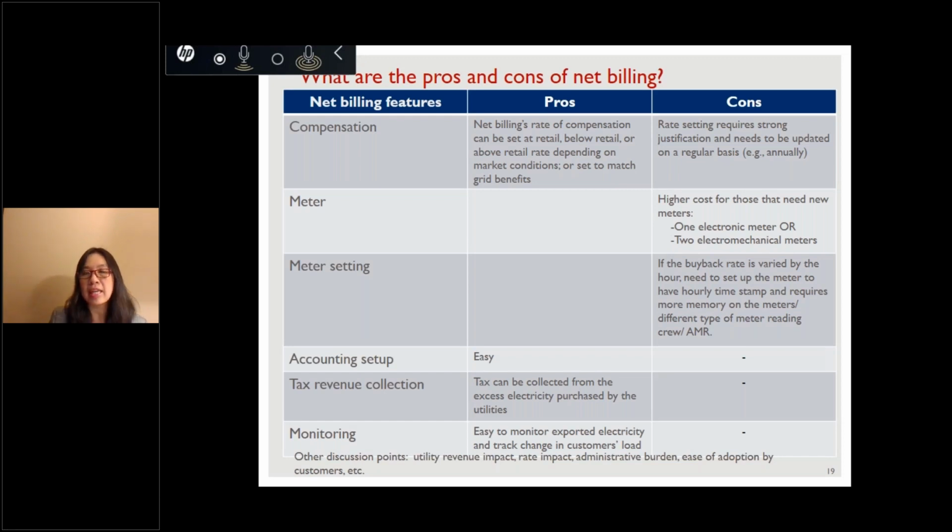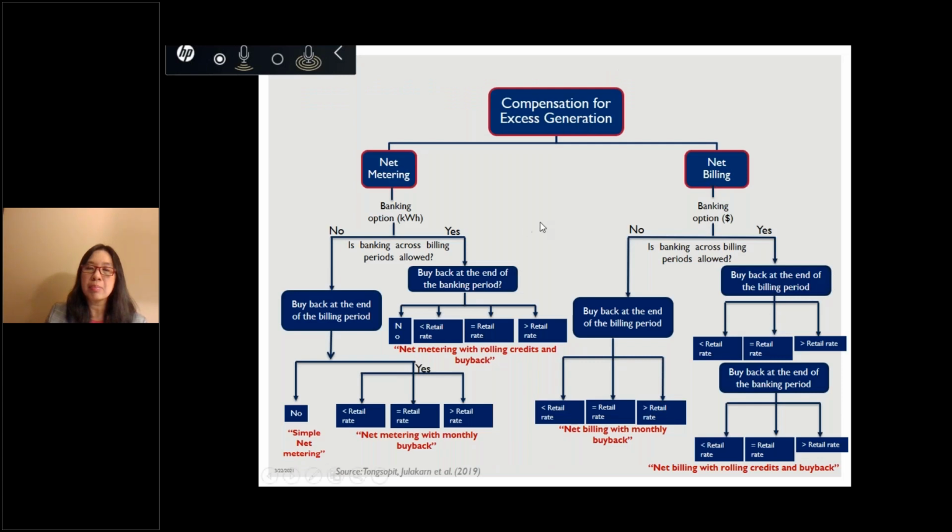Pros and cons of net billing: again, in contrast to net energy metering, the rate for compensating the excess generation can be flexible depending on the policy objectives or depending on the value of distributed PV to the grid. But that has to be justified. The calculation of that rate needs to be justified and updated on a regular basis based on the changing conditions. This is like a complete taxonomy of what the different net energy metering and net billing schemes may look like. You can look at this paper here for the description.